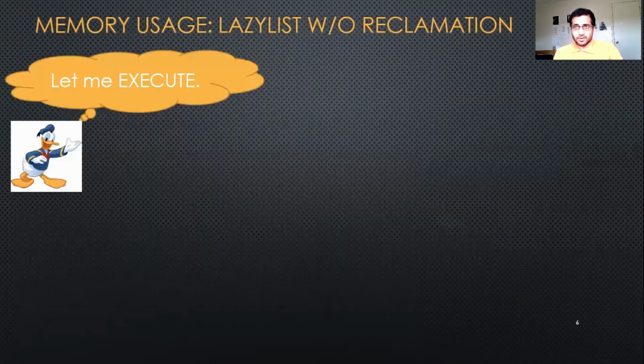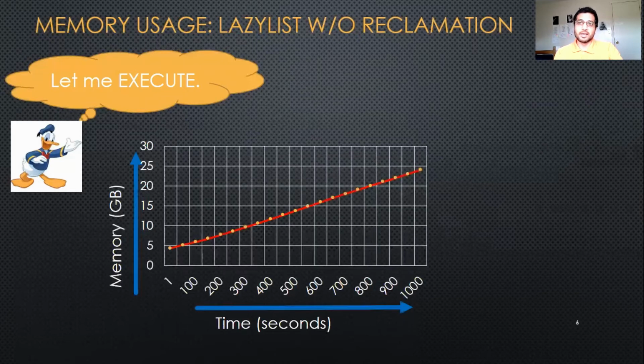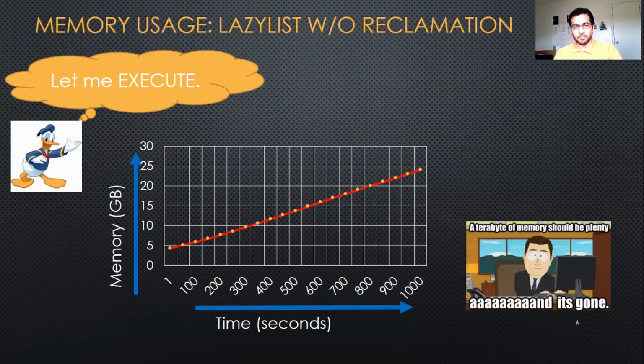So Mr. Concurrent Programmer, after designing such a data structure, decides to execute it on his system, and he finds that the memory consumption of his data structure is very high. In this plot, the x-axis shows the time passing while the lazy list is executing, and the y-axis shows the memory consumption of the system while the list is executing. You can see from the trend that if the lazy list executes for long enough, at one point it will exhaust the underlying system's memory.